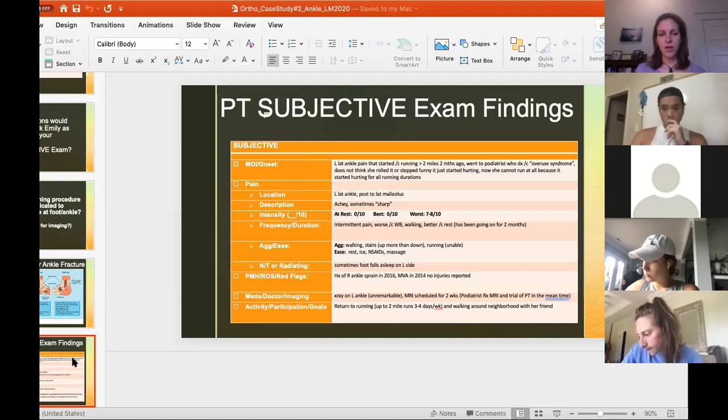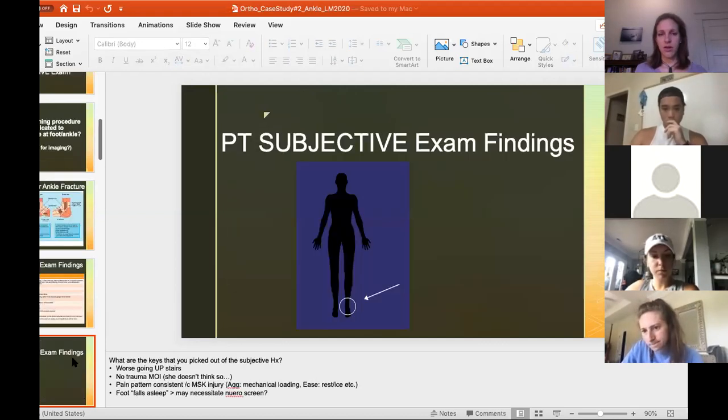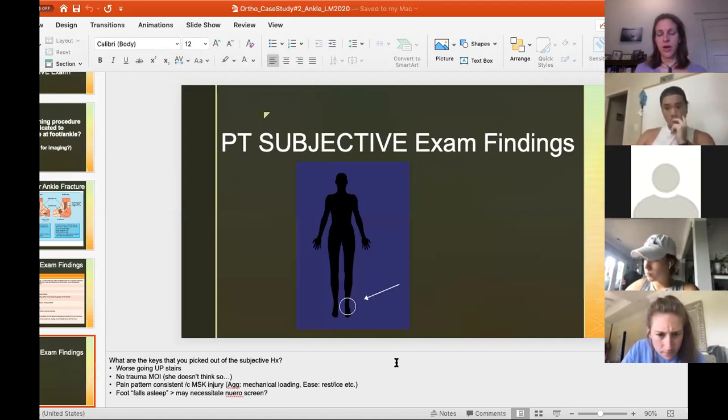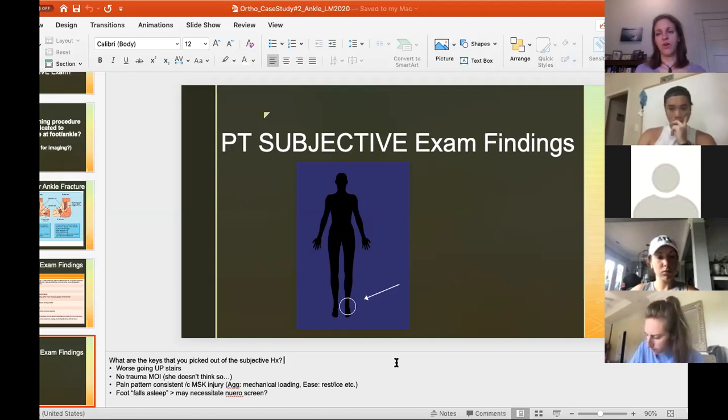So going from here, we know that left ankle is bugging her. What are the keys that you picked up on out of the subjective history? So this is kind of in the notes for this slide. I want you to start thinking about what are the things, we got all the information from those different sections, but what are the things that you're really honing in on to help you start to figure out what is the tissue involved, what's her severity, what's her irritability of symptoms, what's the pain patterns?